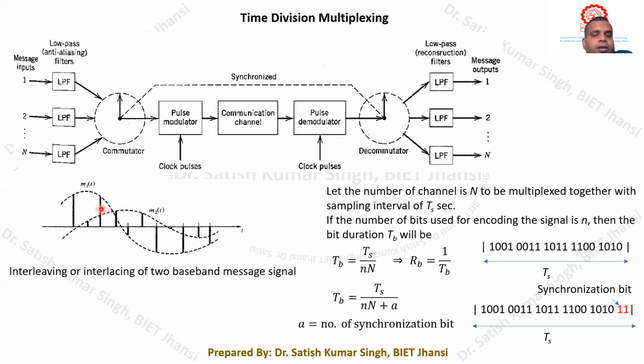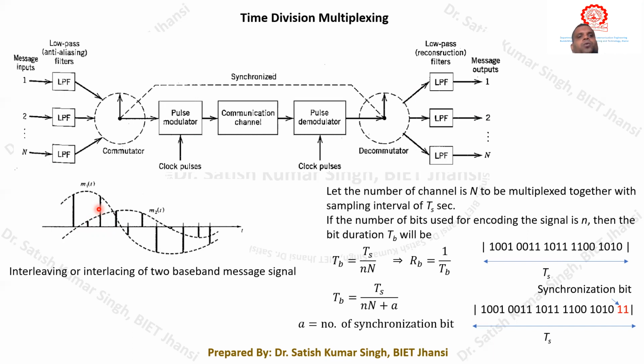Remember that in M1(t), at a regular spacing of TS, we are repeatedly taking the samples of our message signal. Similarly for M2(t), this TS is a constant: the sampling interval between two samples is constant, and we are also sending the samples of our message signal M2(t). So between these two samples, we are trying to interleave a number of samples of different message signals.